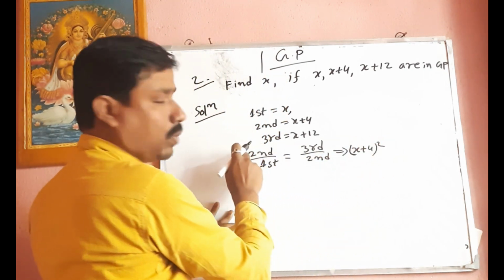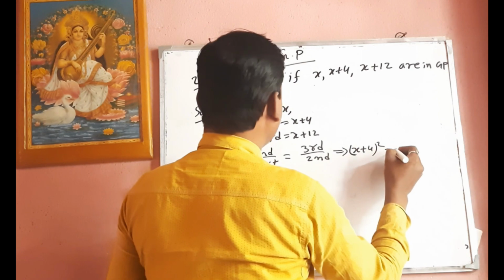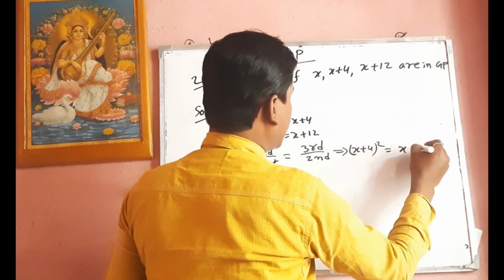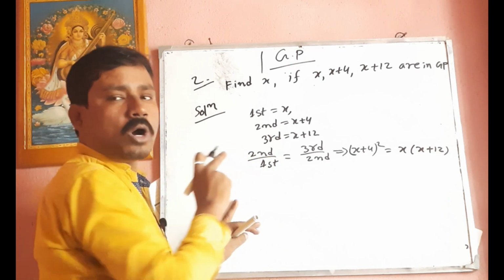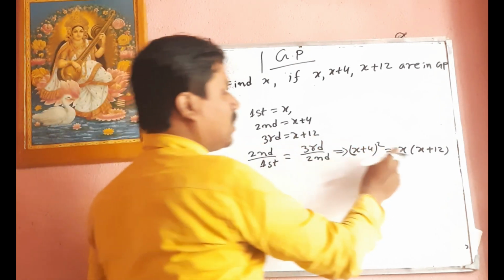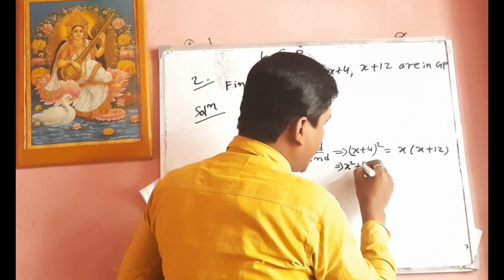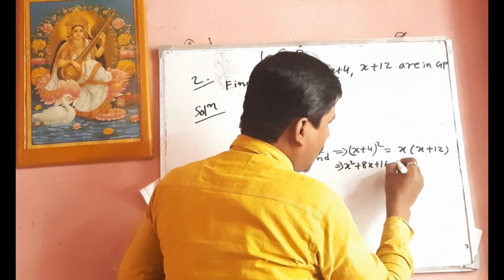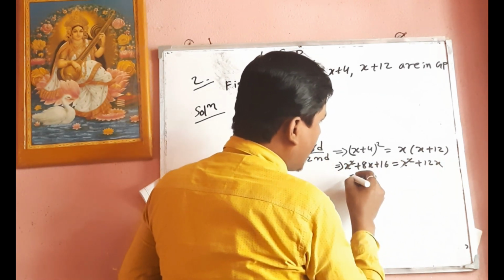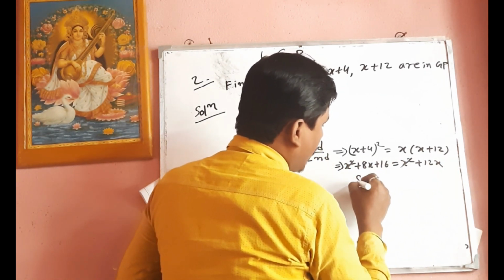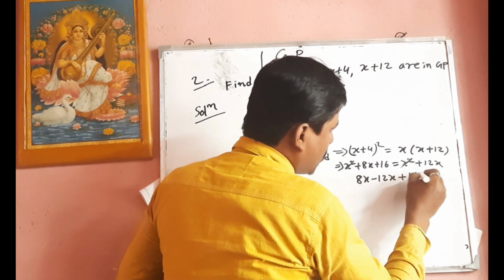There is a 2 and 2 multiple, with second and second, the second square is equal to first multiplied with third. So according to this, putting the value of first, second and third, we get this. And after calculating, we get x square plus 8x plus 16 is equal to x square plus 12x. The x square vanishes. Then 8x minus 12x plus 16 is equal to 0.